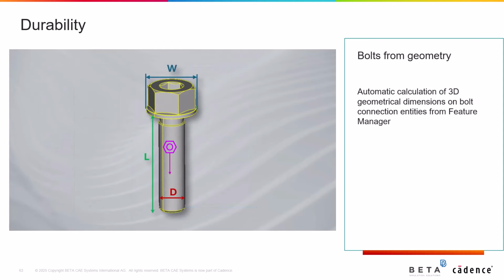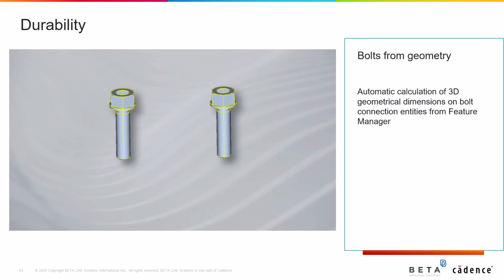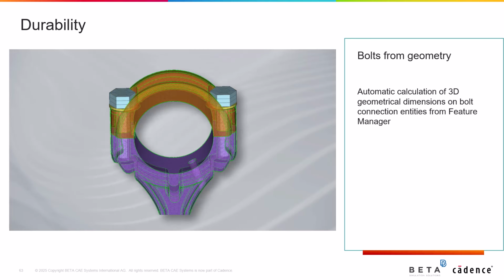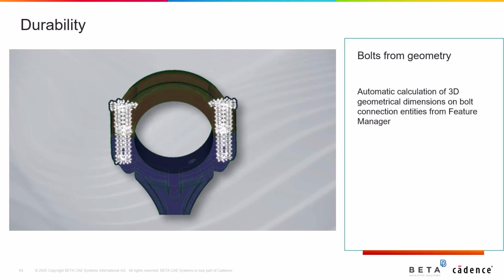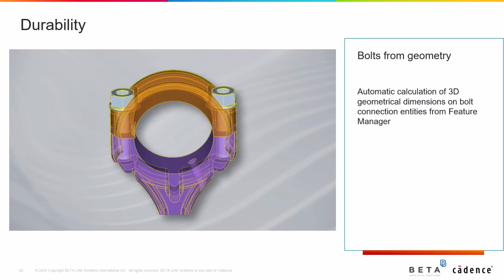Building on the updates in durability, a new tool has been developed to enhance the conversion process for fastener entities. This tool automatically calculates 3D geometric values, such as diameter, length, head diameter, head height, and washer height when converting fastener entities to bolt connection entities through the Feature Manager.